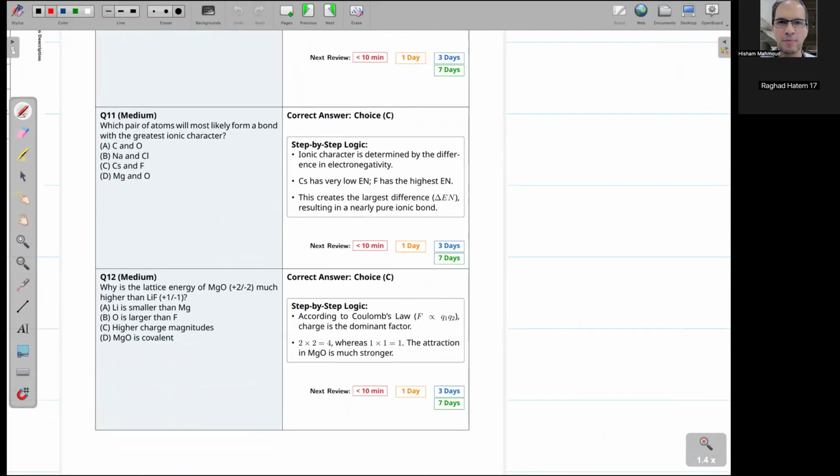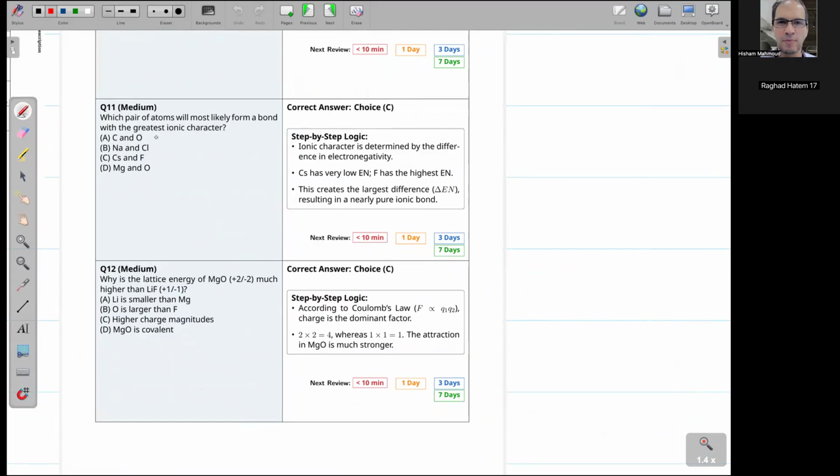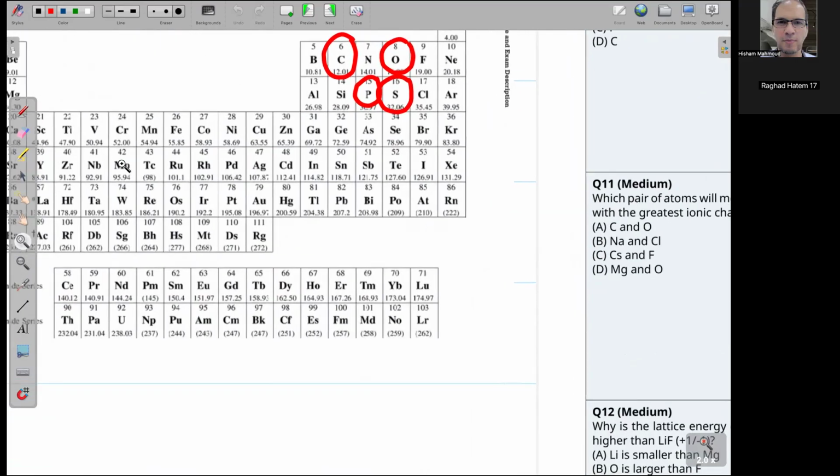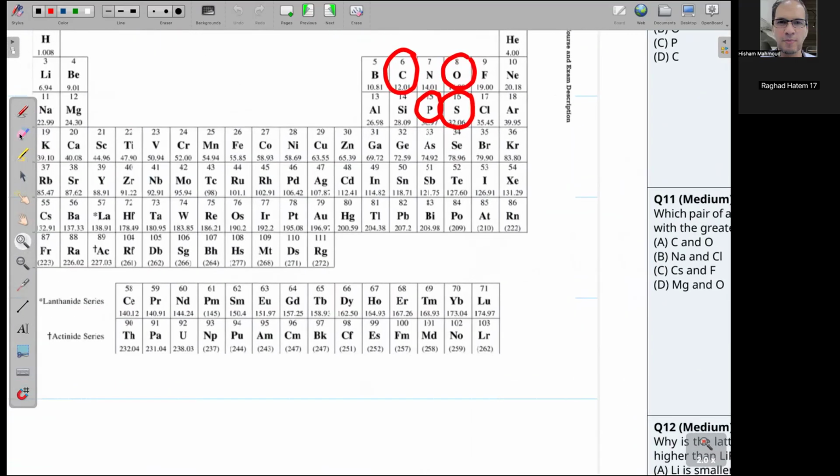Which pair of atoms will most likely form a bond with the greatest ionic character? Let's look at the periodic table again. Is it C and O, or is it Na together with Cl, or is it Cs with F, or is it Mg and O?